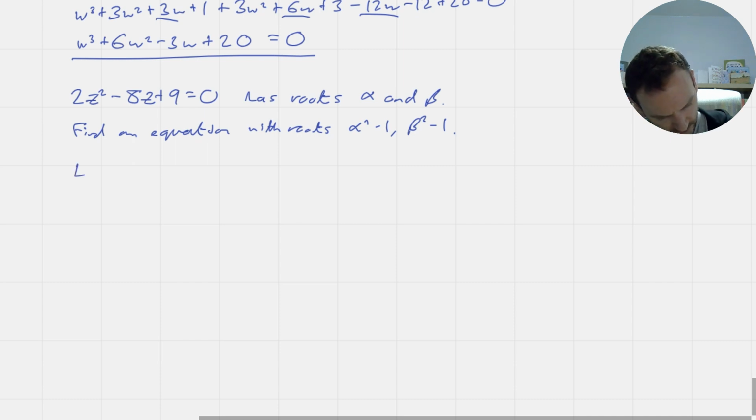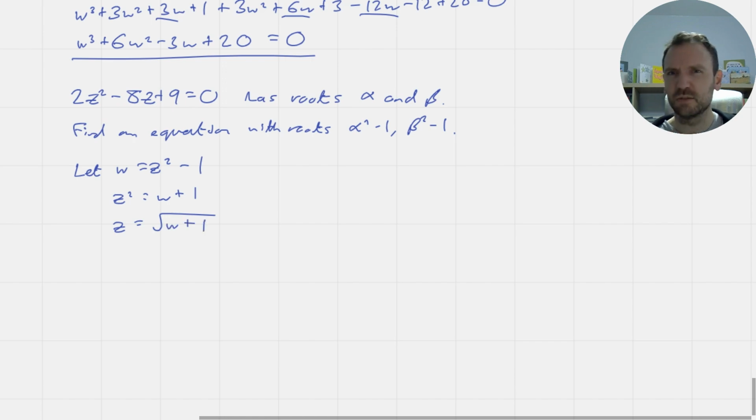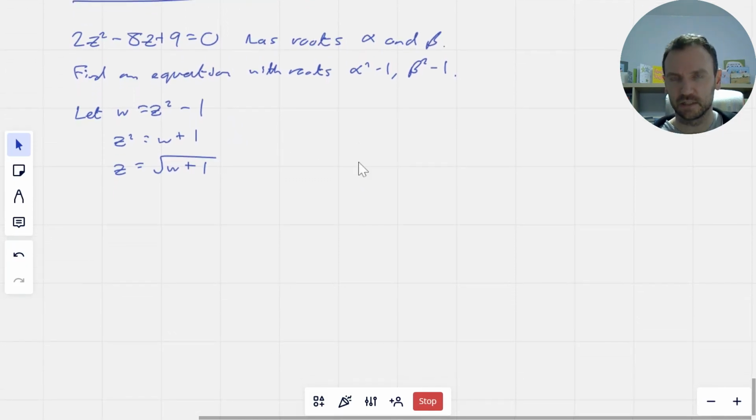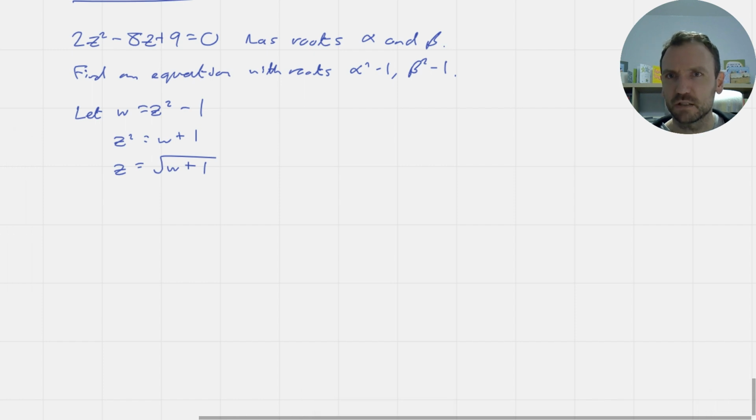So let's make a substitution here. Let's make our substitution w equal to z squared subtract 1 and rearrange that. So we get z squared equals w plus 1, and square rooting, I'm not going to worry about the plus or minus. We'll see why we don't need to worry about that in just a minute. So at this stage, let's sub in and let's see what we get. And as I say, we'll see why I'm being a bit careless about this plus or minus square root here.